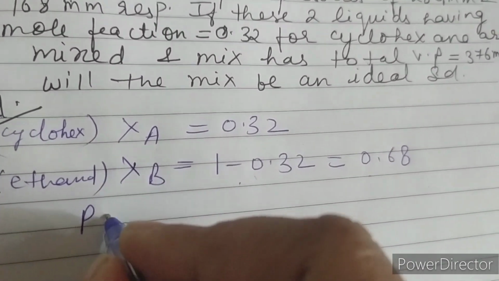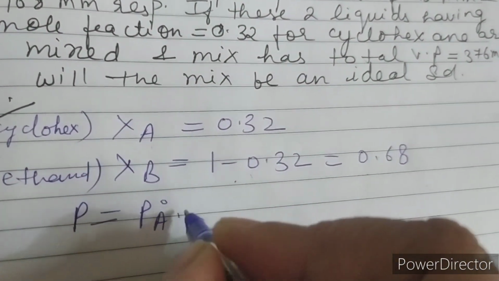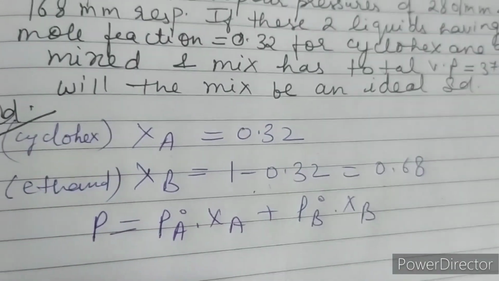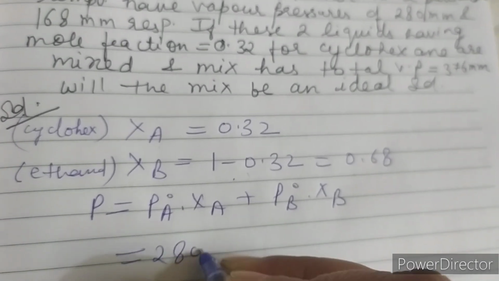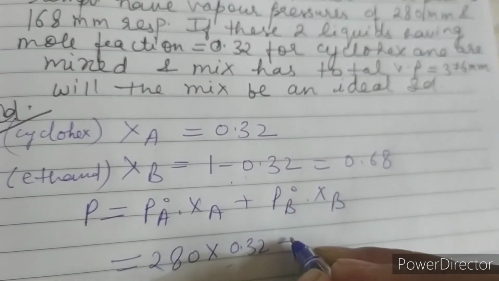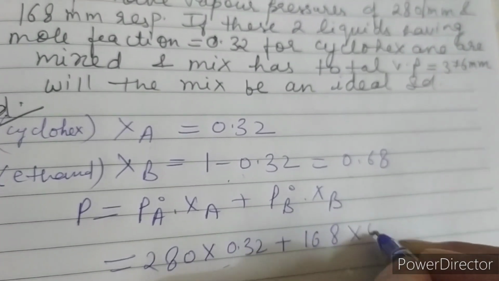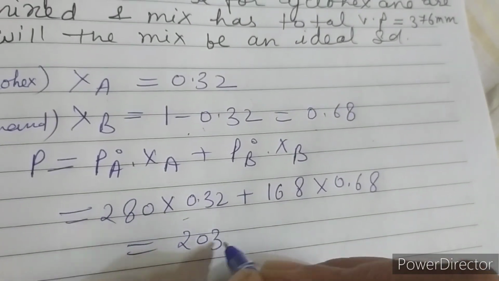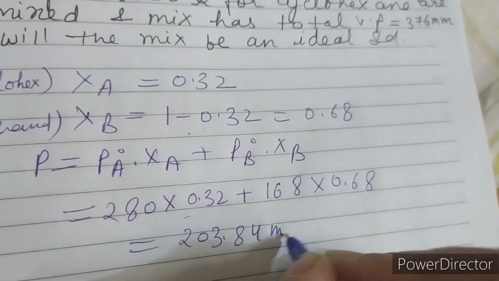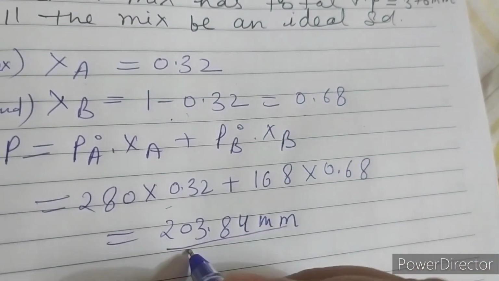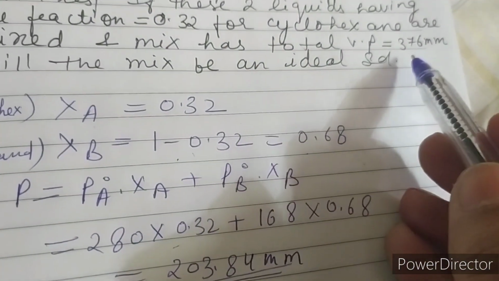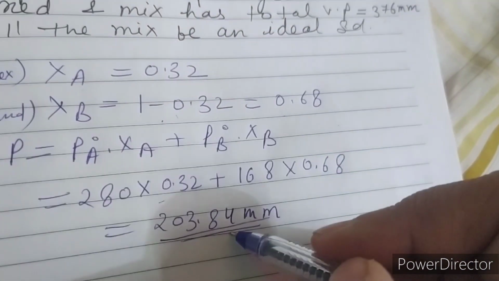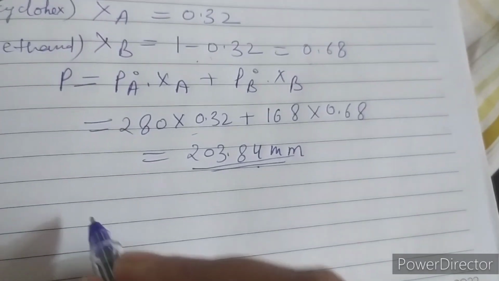Now the formula of total vapor pressure is equal to PA naught into XA plus PB naught into XB, and we'll substitute the appropriate values that have been given, that is 280 into 0.32 plus 168 into 0.68, that will come out to be 203.84 mm. Now when you compare this calculated value with the observed vapor pressure, the observed vapor pressure is more than this, so obviously that is a non-ideal solution.